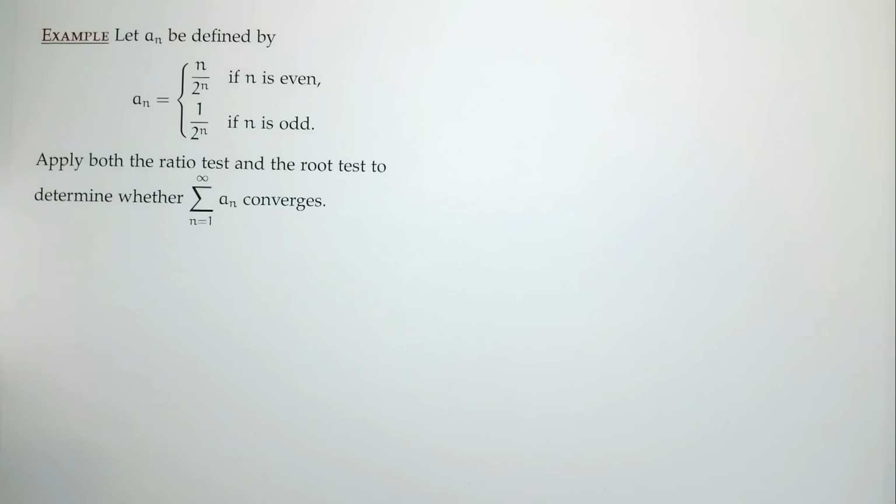Let a sub n be defined in the following way. A sub n is n over 2 to the n if n is even, and it's 1 over 2 to the n if n is odd. And it says apply both the ratio test and the root test to determine whether the sum of a sub n converges. Now, what does this look like?